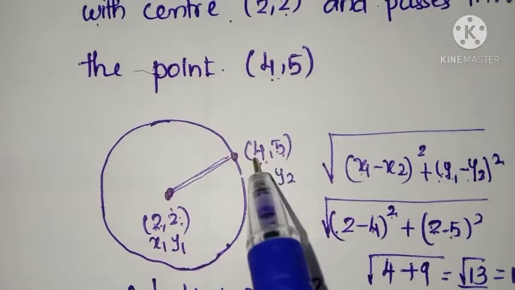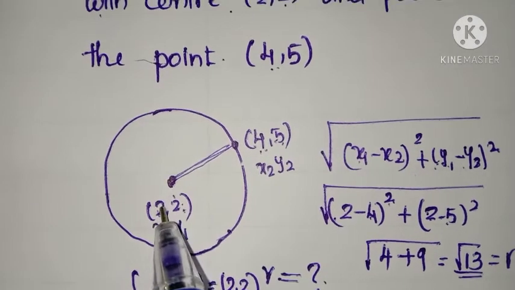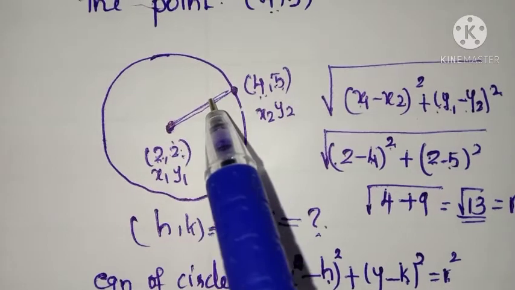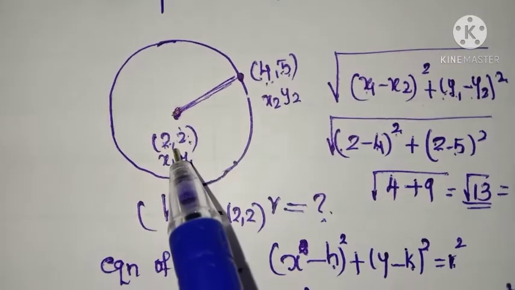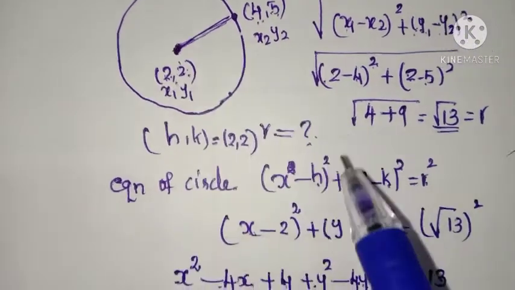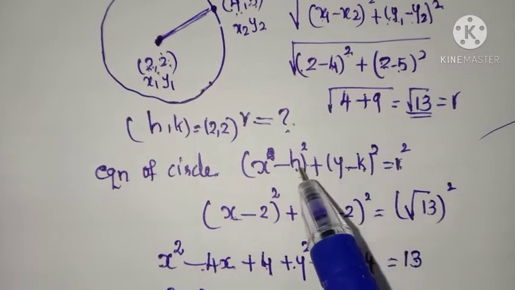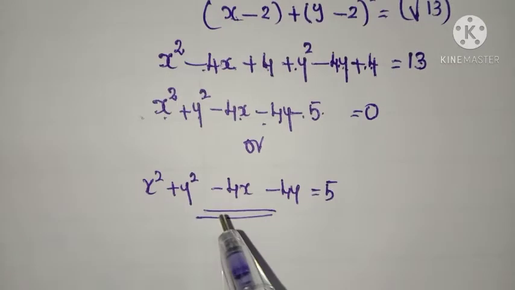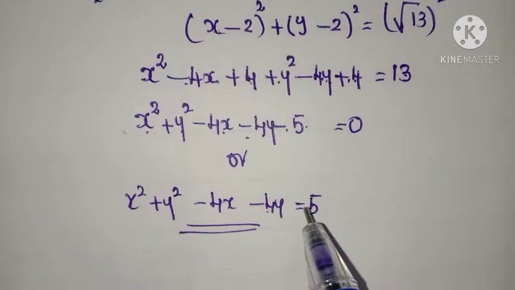Okay, passing through the point 4, 5 and center at 2, 2. So first you have to find the radius, the center is given, and put h, k, r. These values in the equation of circle and simplify, we get the required equation of circle.